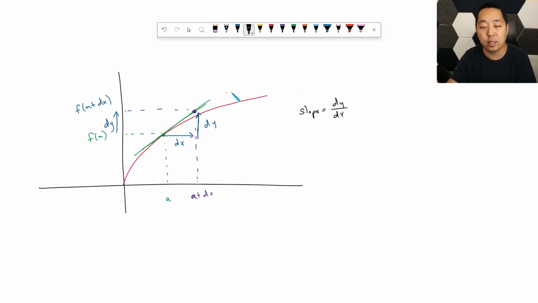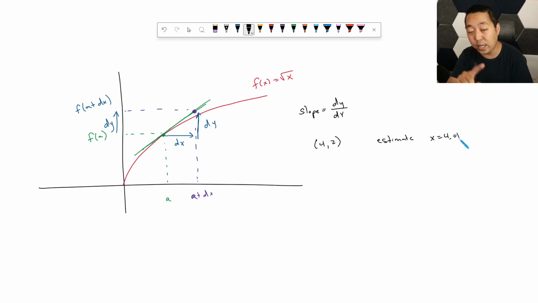So let me give you an example here. Suppose we have the point 4, so again, f of x equals the square root of x. Then we have the point (4, 2), and we would like to estimate when x is equal to 4.01. So another way to describe what's happening here is we say, okay, so this is 4, and then this is 2, right?